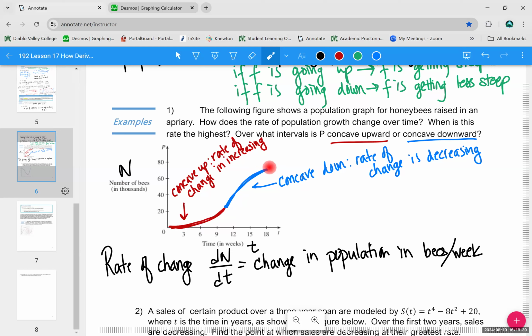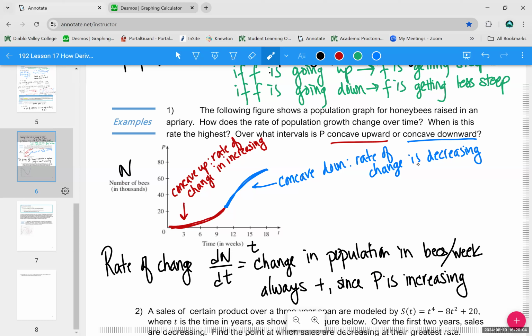Notice that this population graph is always positive. So what would you expect of dN/dt? It's always going to be positive since P is increasing. Okay. This function, I think I just said positive, I meant increasing. It's always going up, right? It's going up at different rates. It's always going up. So its derivative is always going to be positive.